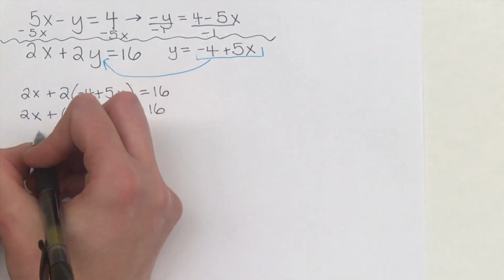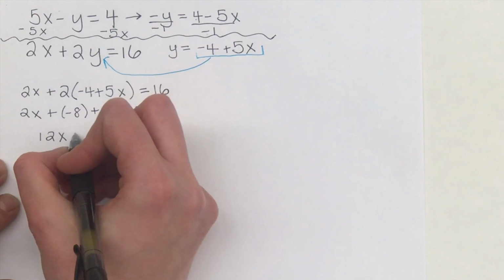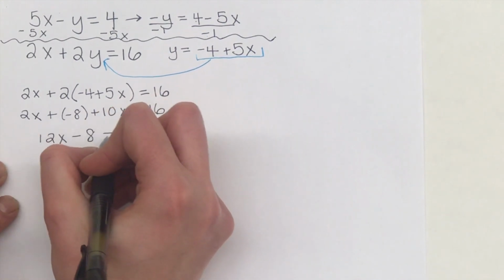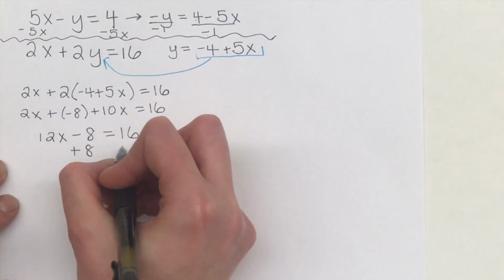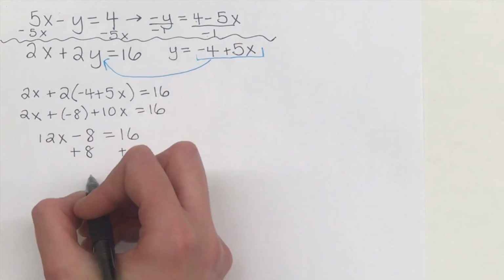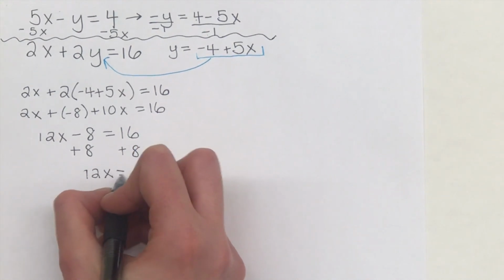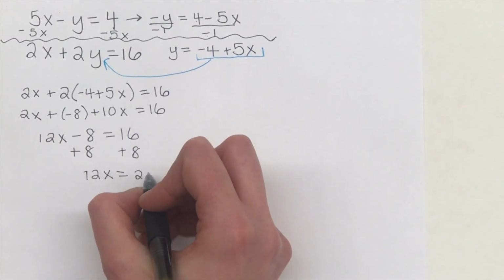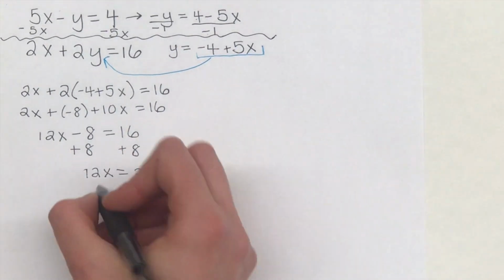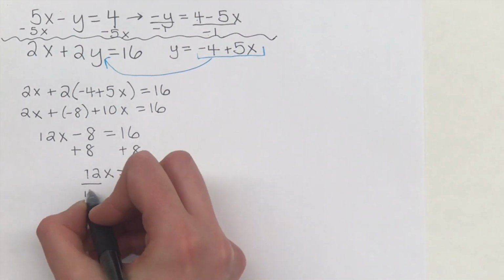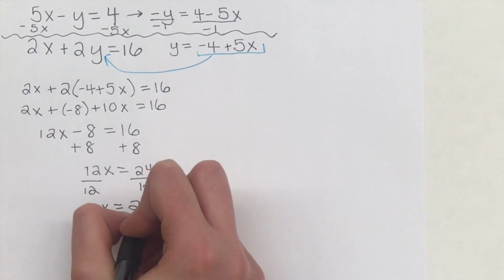2x plus 10x is 12x. And instead of writing it as plus negative 8, that's the same as just subtracting 8. Add the 8 to the 16. And we're going to have 12x equals 24. Okay. Divide both sides by 12. Had a little mind blank there. And we're going to have x equals 2.